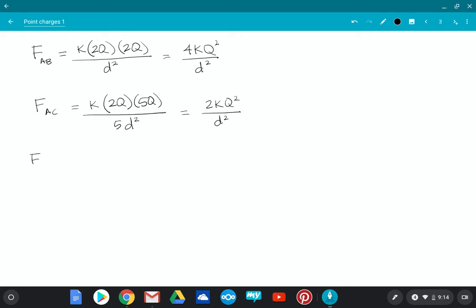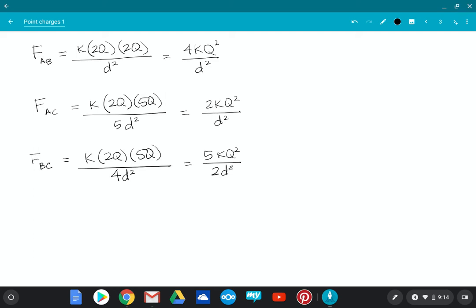And then finally, force BC. Charge B has a magnitude 2q. C has a magnitude 5q. They are a distance 2d apart, so when I square that, I end up with 4d squared. And so here I have 5kq squared over 2d squared. Okay, so I have my three magnitudes now.